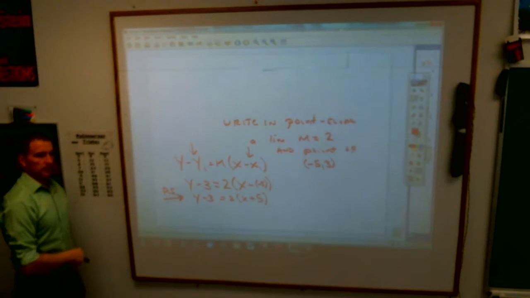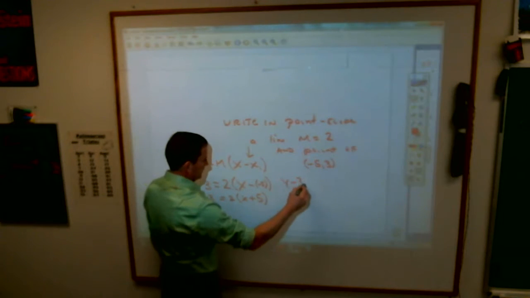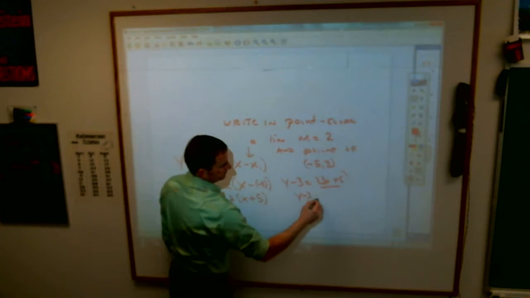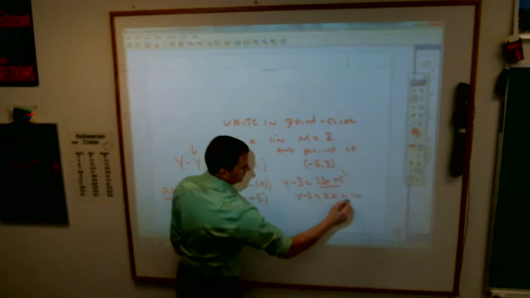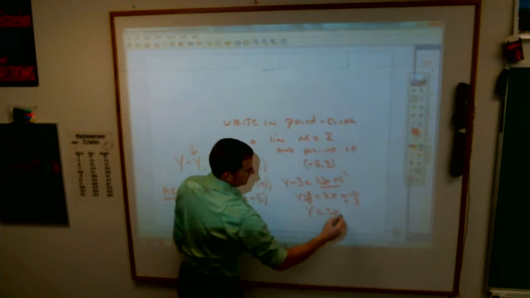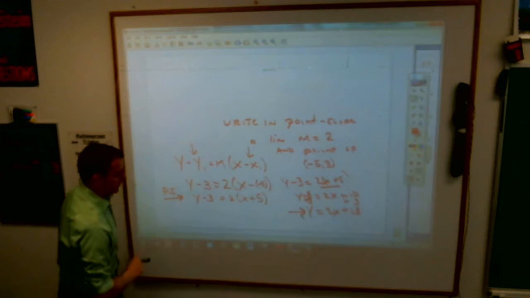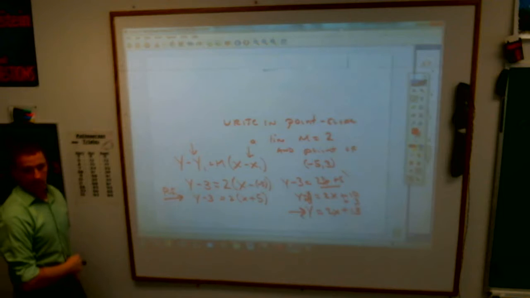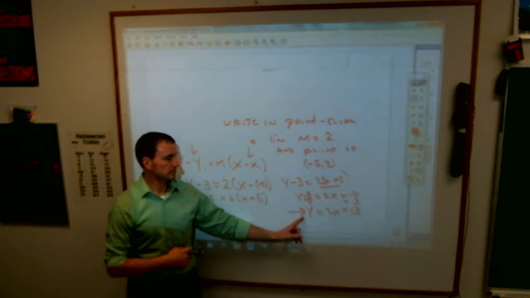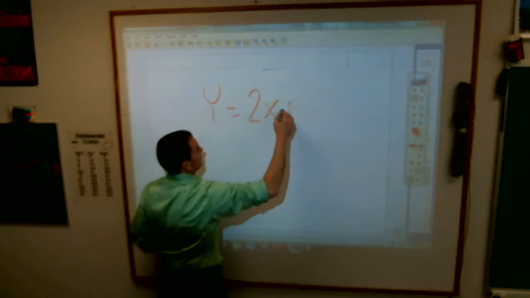If they ask you to convert it to slope-intercept form, you just have to solve it for y, which means you take y minus 3, do distributive property there, which we already did, 2x plus 10, add your 3 over here, add your 3 over there, y equals 2x plus 13. Slope-intercept form, baby, is that right? And what if I told you to change this to standard form? Y equals 2x plus 13.